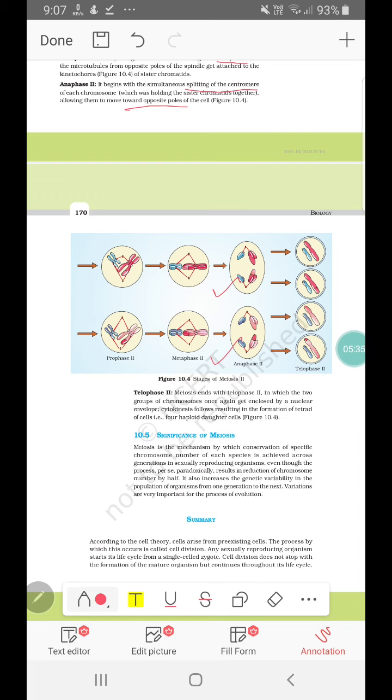Finally, let us look at the significance of meiosis. Firstly, it helps to conserve the specific chromosome number, and it results in reduction of chromosomes to half. Because of crossing over, genetic variability is seen, which will lead to evolution.